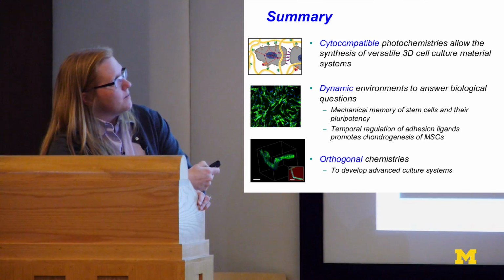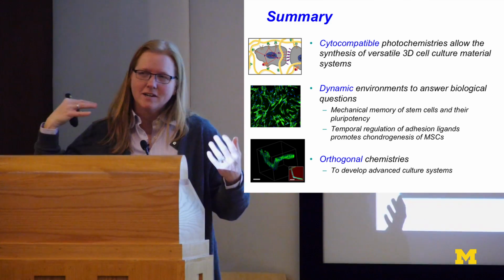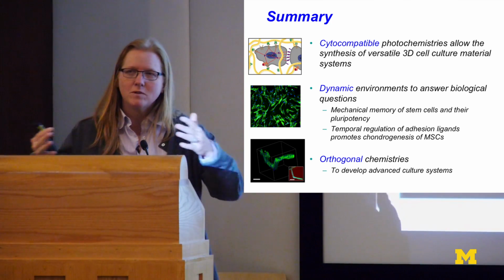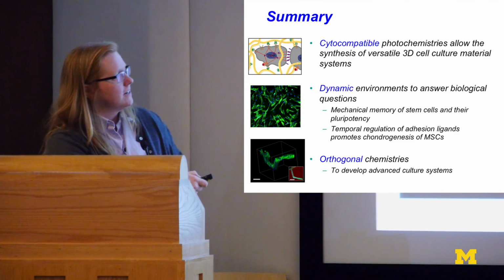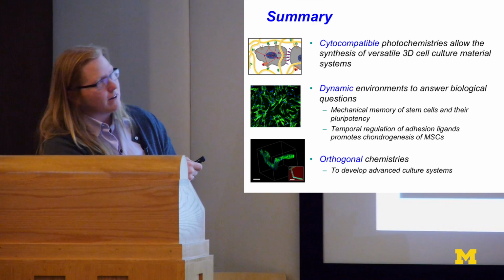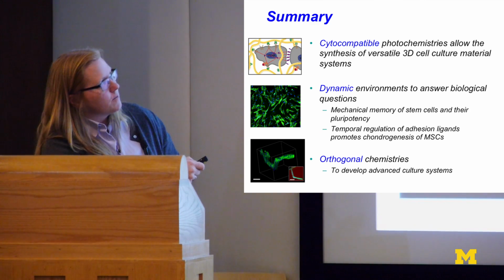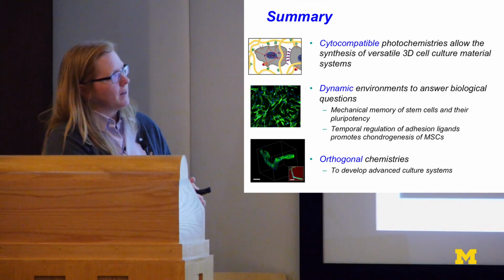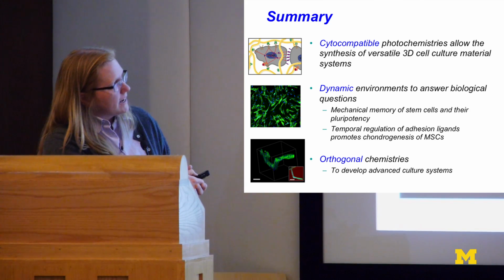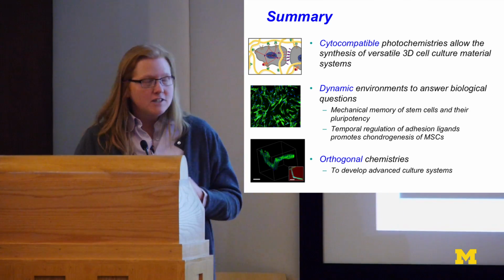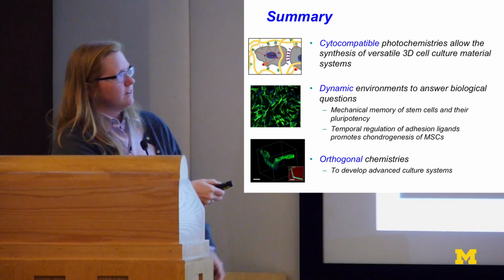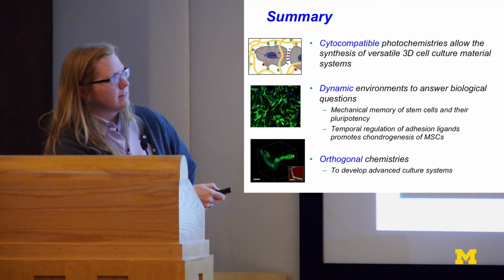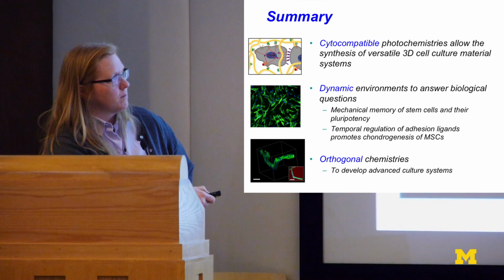So in this talk, I tried to blend advances in chemistry with more advanced biological questions, and I hope that you might appreciate how this could be used to tackle and understand tissue engineering applications and current bottlenecks. So there are lots of different cytocompatible chemistries that allow for the synthesis of very versatile 3D cell culture platforms. I think what's unique is that we can use dynamic changes in material properties and dynamic introduction of functionalities to answer important biological questions, such as mechanical memory effects on stem cells and how that influences their pluripotency.